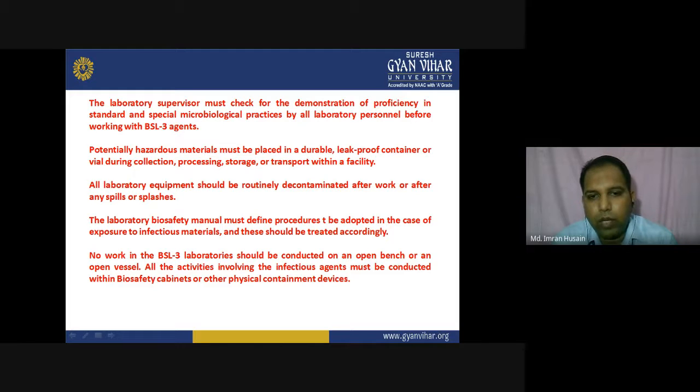The laboratory biosafety manual must define procedures adopted in the case of exposure to infectious material, and these should be treated accordingly. So, if any accident occurred in the laboratory, what are the necessary steps to be taken and what are the precautionary measures to be considered all the time? No work in the BSL-3 laboratory should be conducted on an open bench or an open vessel. Everything is under containment conditions. Okay, safety cabinets are there for working. All activities involving infectious agents must be conducted within the biosafety cabinets or other physical containment devices. That's what I was explaining earlier.